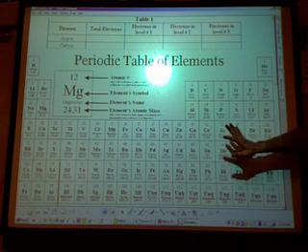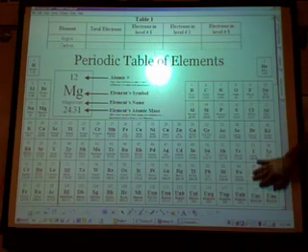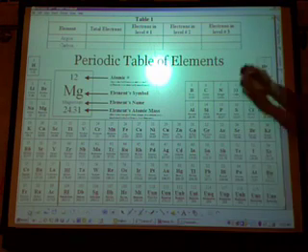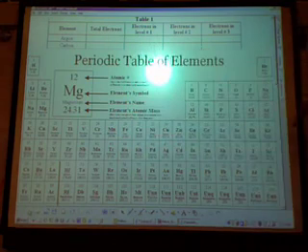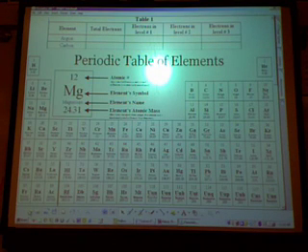Okay? So all we have to do is know how to use the periodic table, know what the columns tell me, know what the rows tell me. Columns are called groups or families, rows are called periods.